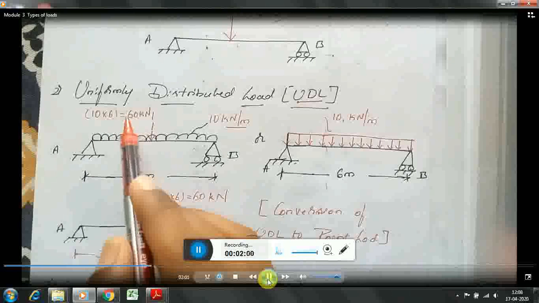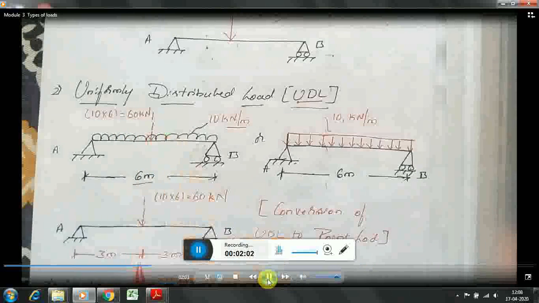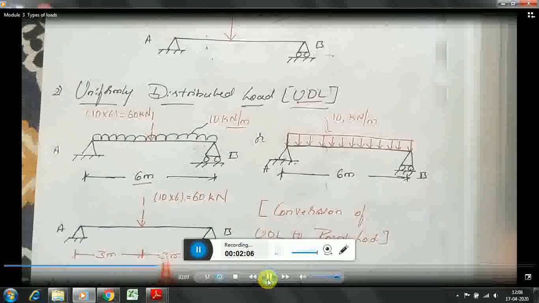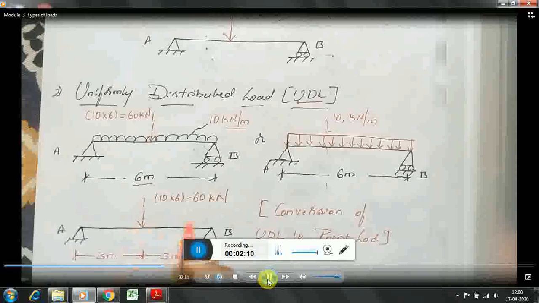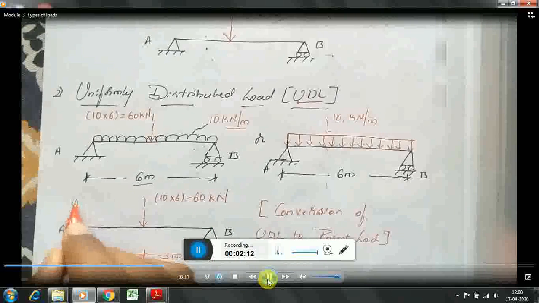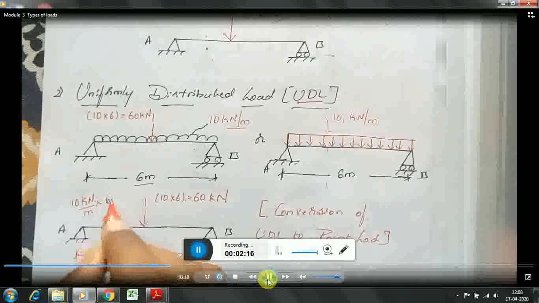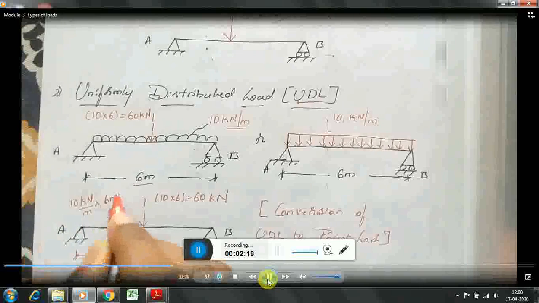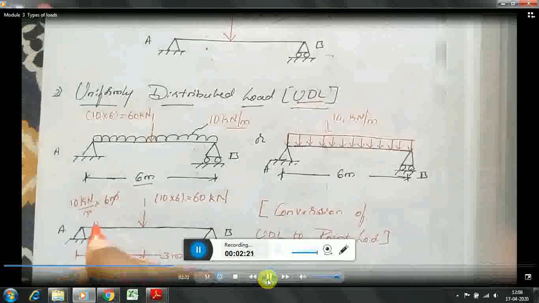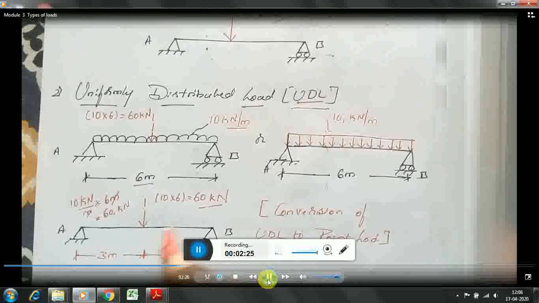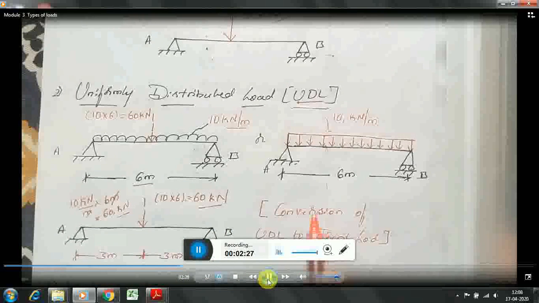10 into 6 is 60 kilonewton, and it will act exactly at the center, that is 3 meter from the left support and 3 meter from the right support. Since it is 10 kilonewton per meter into 6 meter, the meter will get cancelled, so we are left with 60 kilonewton as the intensity. That is the conversion of UDL into a point load.